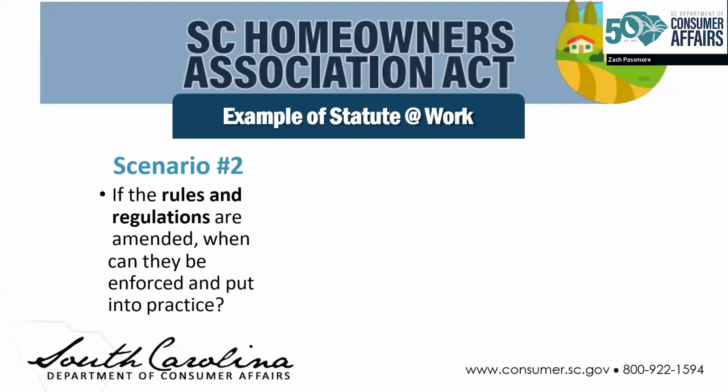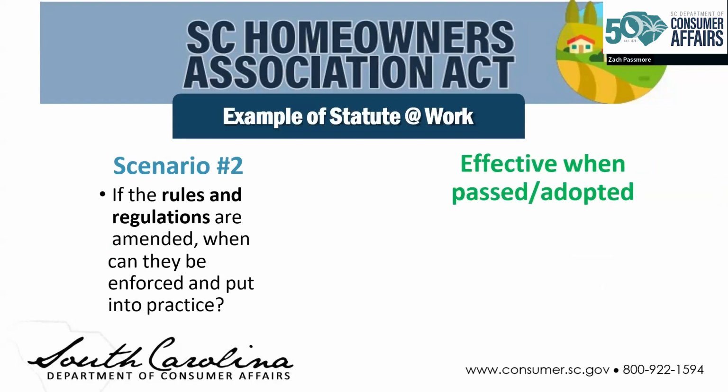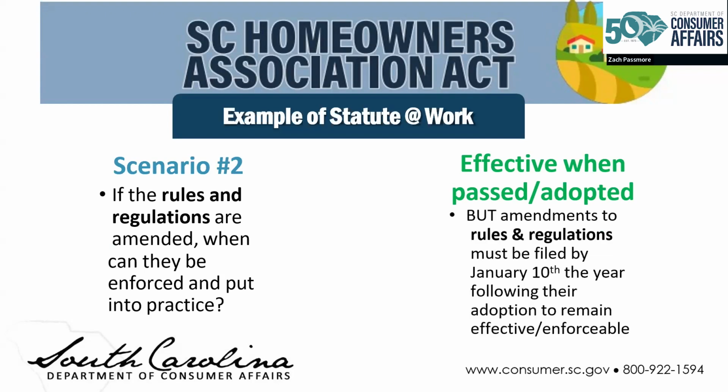In scenario 2, if the rules and regulations are amended, when can they be enforced and put into practice? Rules and regulations are effective when passed or adopted by whatever process the HOA has established. However, amendments to the rules and regulations must be filed by January 10th, the year following their adoption, wherever the county dictates they must be recorded in order to remain effective and enforceable.